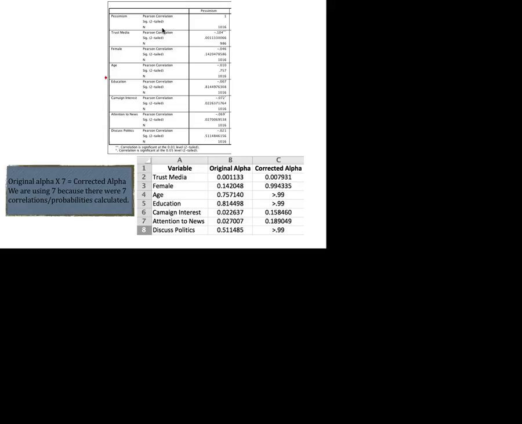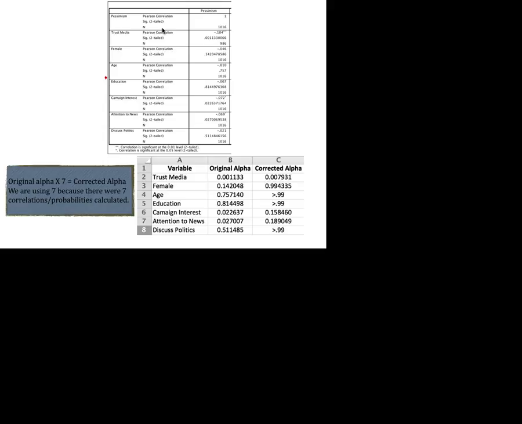Looking at the same data that we looked at before, just approaching it in a slightly different manner, instead of getting our 0.007 Bonferroni corrected amount, we can just take our 7 comparisons times the original alpha. This is the original alpha, and this is the original alpha, and this is the original alpha. So we take the original alpha times the number of comparisons, and that gets us the corrected alpha. In this case, Bonferroni correction would be the type of correction we're doing. And if our original alpha is 0.00113, I take it times 7, this is exactly the number that we're going to get.